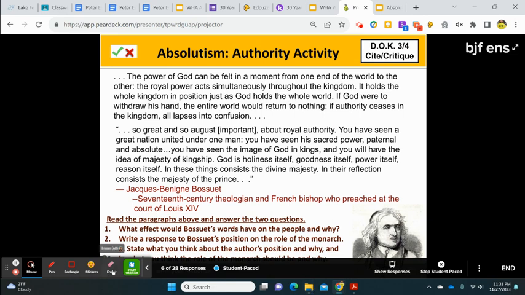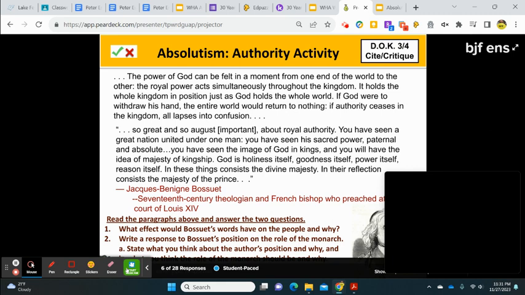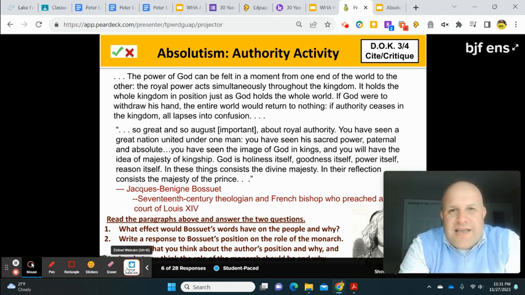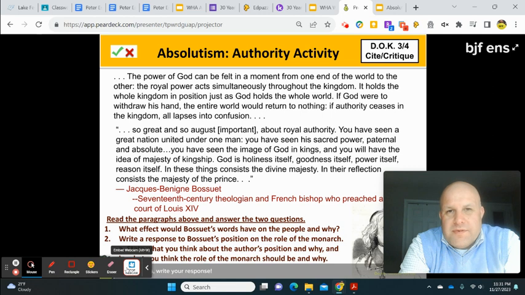Remember, it's very unique that he would have this position that the monarch is supposed to be this holy divine figure, when really it's the Pope that would be the holy divine figure, according to what is believed by the Catholic Church, and a Catholic bishop who's supposedly a leader in the Catholic Church.